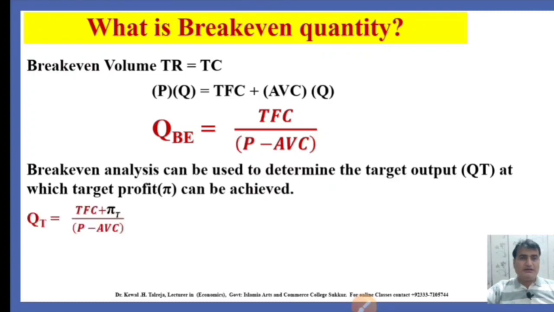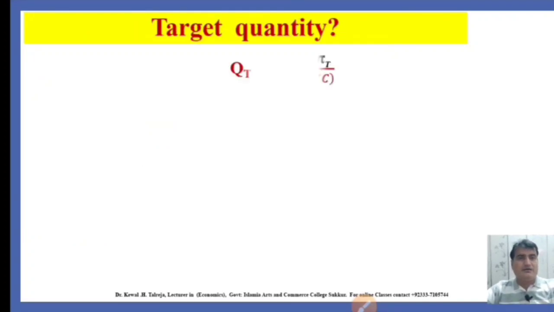Break-even analysis can be used to determine the target output at which the target profit can be achieved. So the target quantity formula is the total fixed cost plus Pi T, where Pi T means the targeted profit, divided by price minus average variable cost. So what is target quantity? As we derived, this formula is total fixed cost plus target profit divided by the price minus average variable cost.